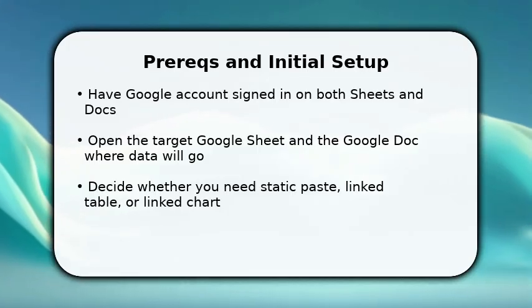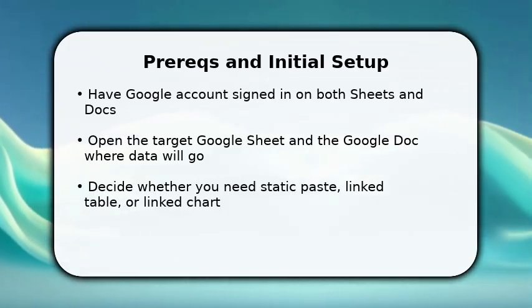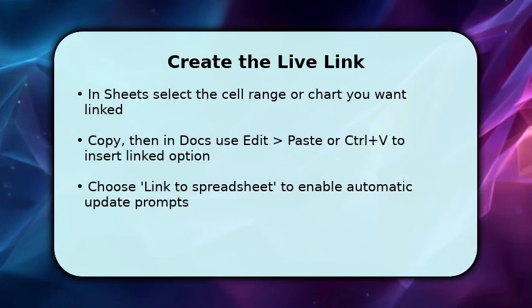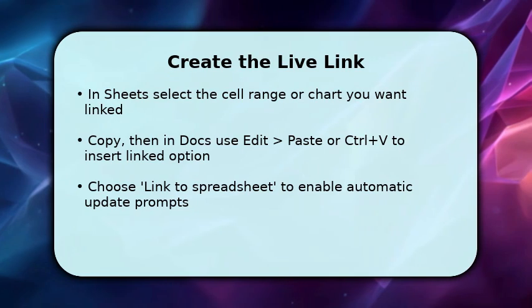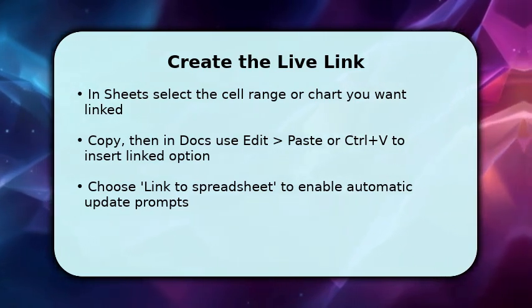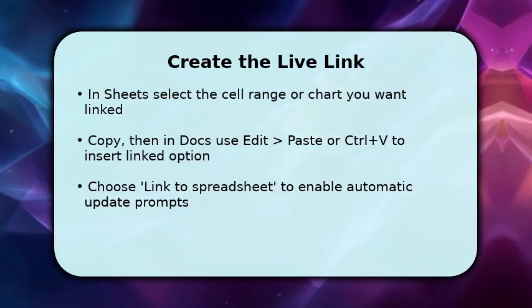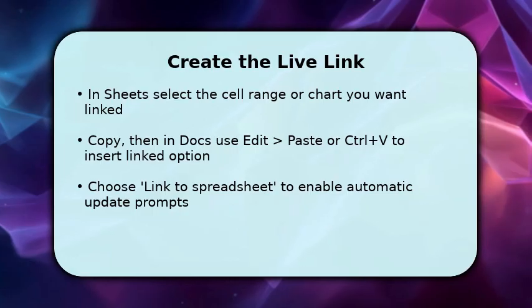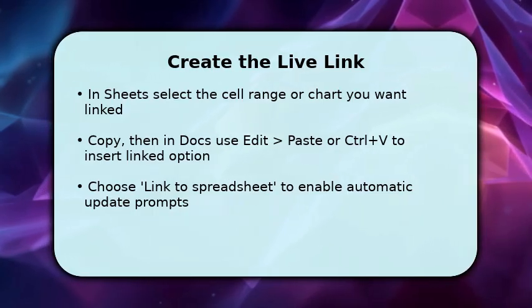Now position the doc cursor where the data should land and switch back to the sheet to select the exact range. You'll select the precise range or chart in Sheets and copy it. This establishes the source. Switch to the doc and paste. Watch for the small prompt offering paste options. Make sure to pick link to spreadsheet rather than paste unlinked. That creates the live connection.